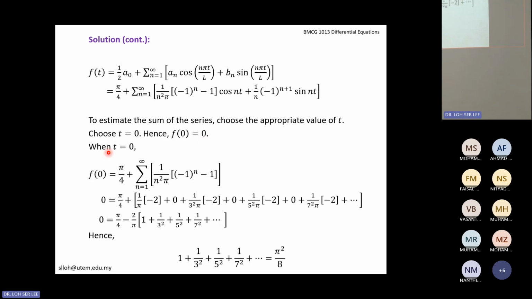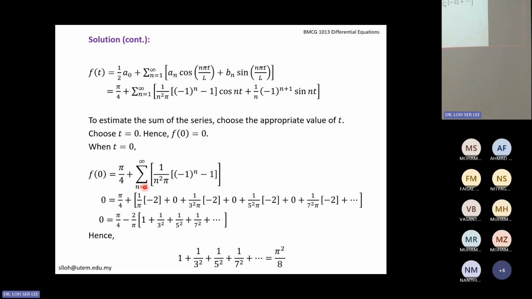Now we substitute t equals 0 into this equation. On the left, you have f0. So f0 equals this part, because cos 0 is 1 and sin 0 is 0, so this term is already gone. So from here, f0 is 0. And then this one, we need to expand. n is 1 up to infinity, which means n is 1, 2, 3, and so on up to infinity.